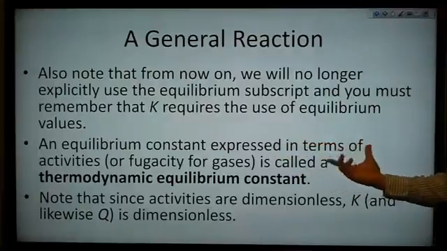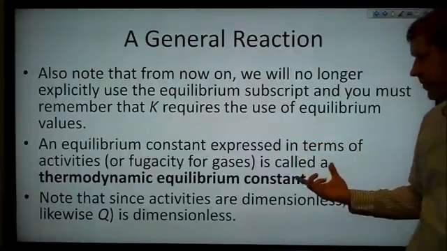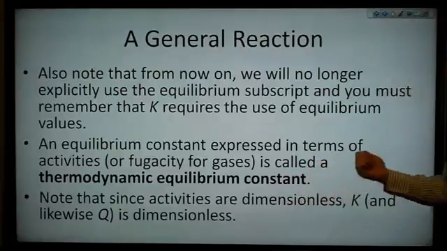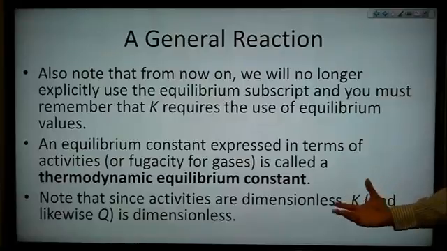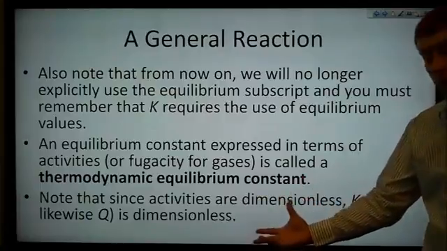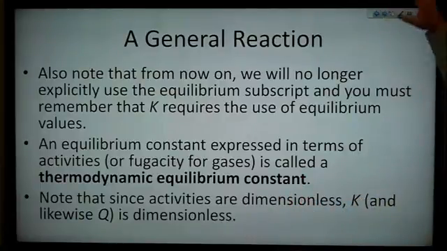Now our equilibrium constant expressed in terms of activities, or of fugacity for gases, is called a thermodynamic equilibrium constant. And note here that since our activities are dimensionless, K and thus Q must also be dimensionless. They're both dimensionless, K and Q.